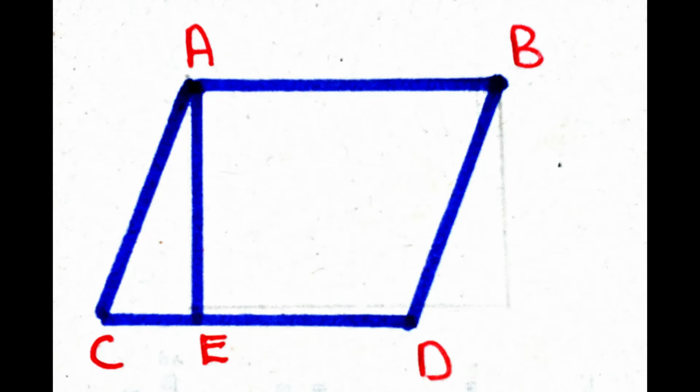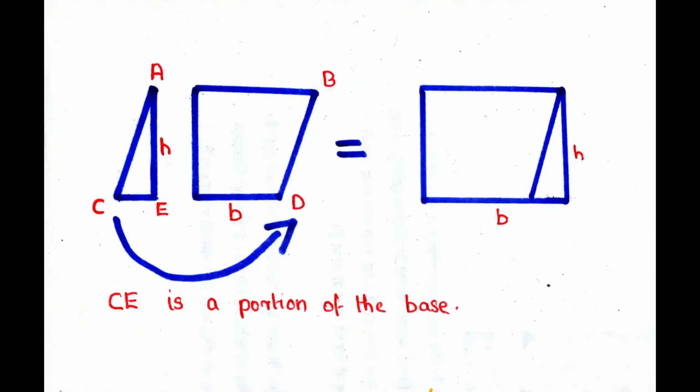Let us consider a parallelogram ABDC. We put a point E in between C and D in such a way that point E is closer to point C, and also we get a straight line by connecting points A and E. Now, from the parallelogram ABDC, we get a triangle, and that is a right angle triangle AEC.